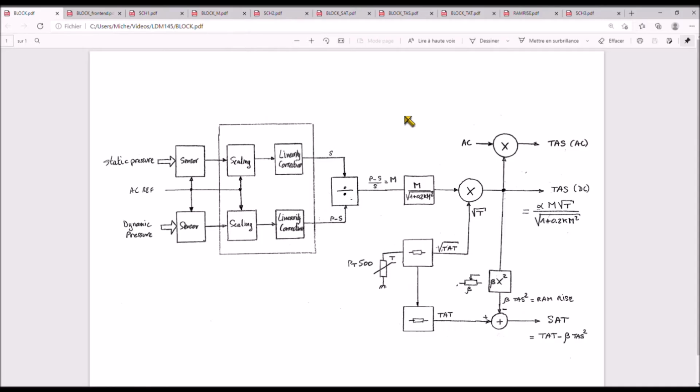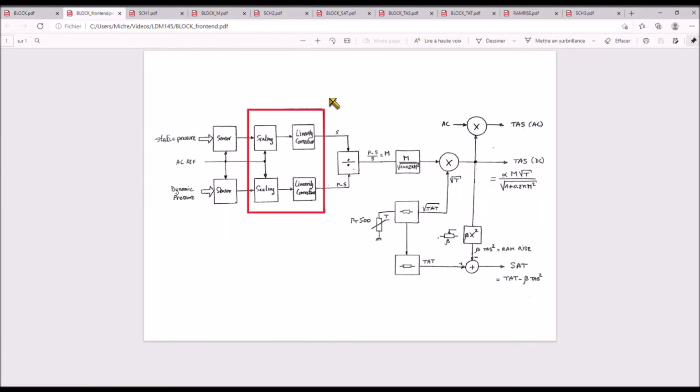Hi, this is a quick follow-up concerning the true airspeed, total air temperature and static air temperature analog computer. This is the block diagram which was described in my previous video. So we will see today the schematics in detail. First, let's have a look at the sensor front ends, which are inside this red area here.